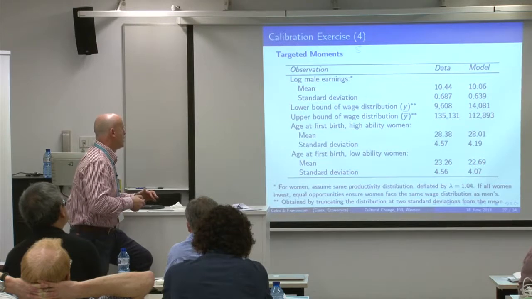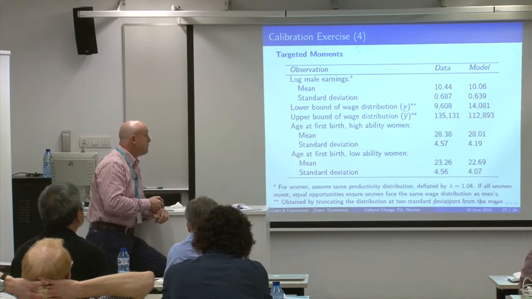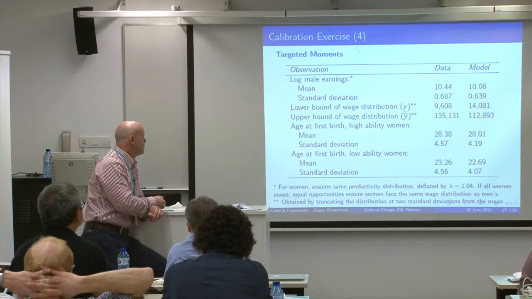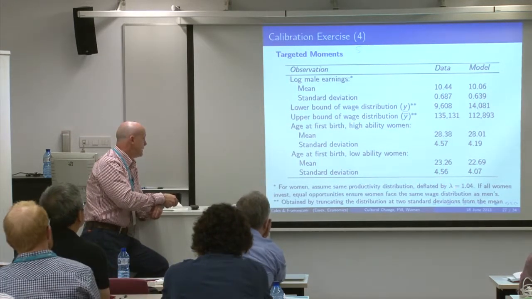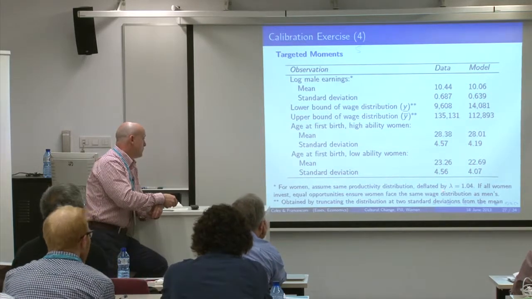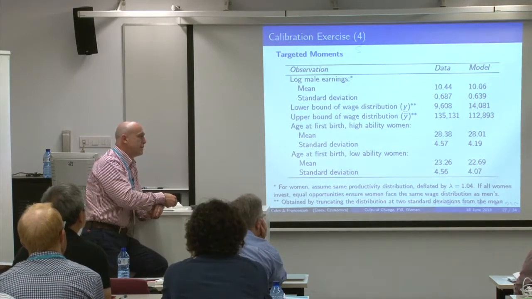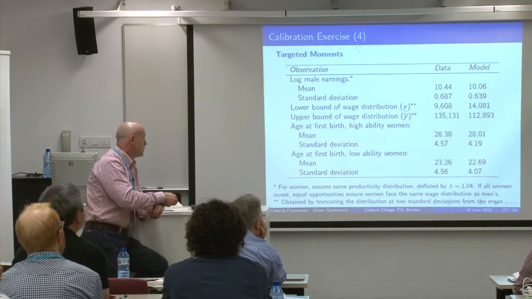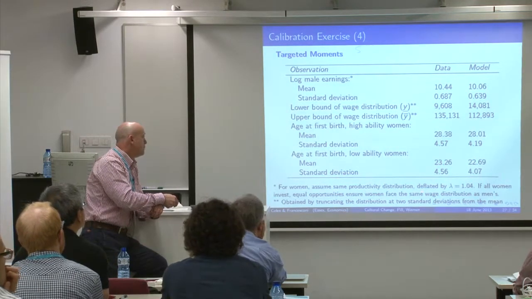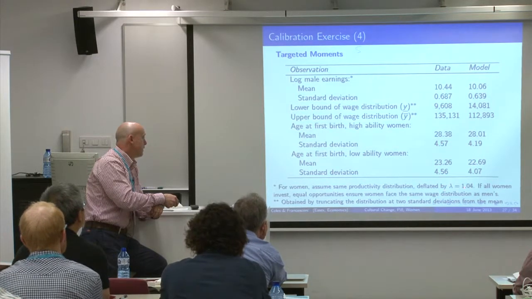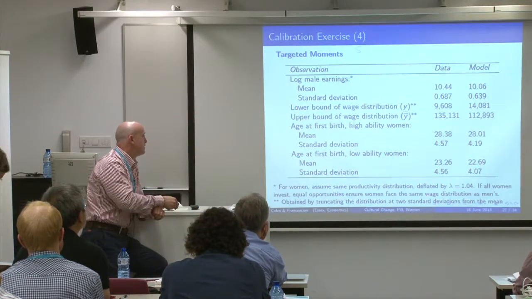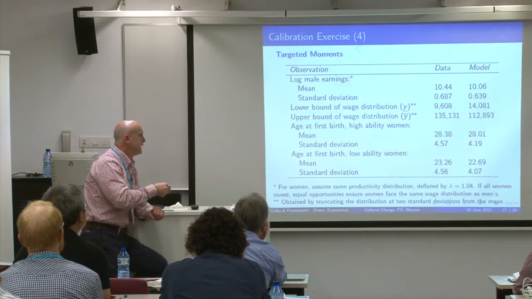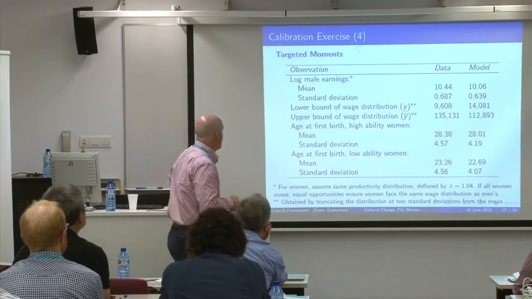We don't have the distribution of female earnings because we simply assume that if all women get educated, assuming the same productivity distribution for women as for men, and you inflate their earnings by 1.04, as long as they all invest in education, you can back out exactly the same distribution as the males.